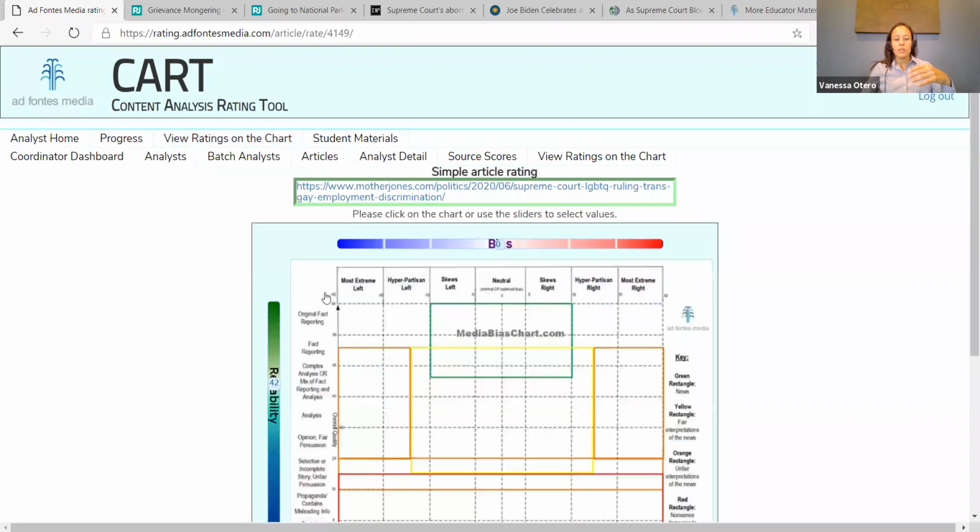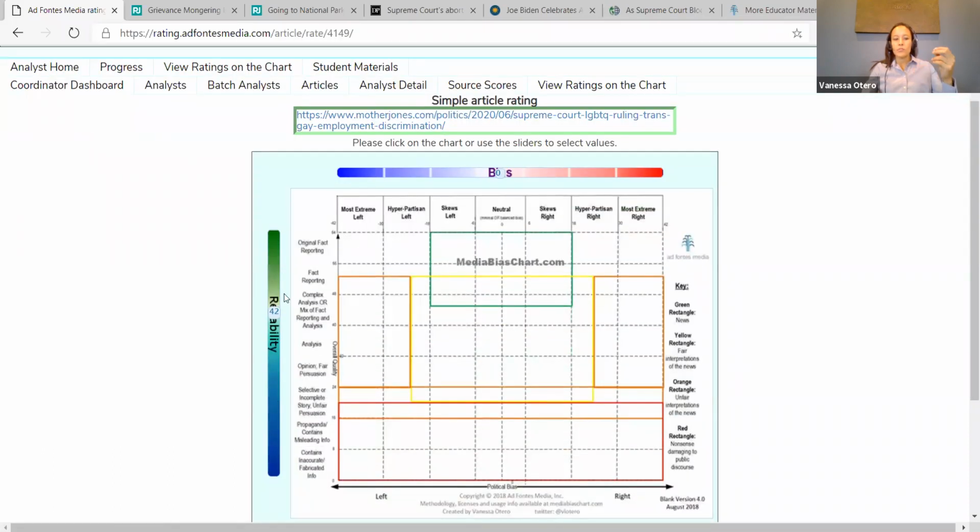Our simple methodology just has students rating reliability on one sliding scale over here and bias on one slider over here, okay? And we're not gonna look at this article right now, but before we get into that, I want to discuss the topic just generally that we're going to address because it's a really polarizing one. We're gonna be talking about abortion.